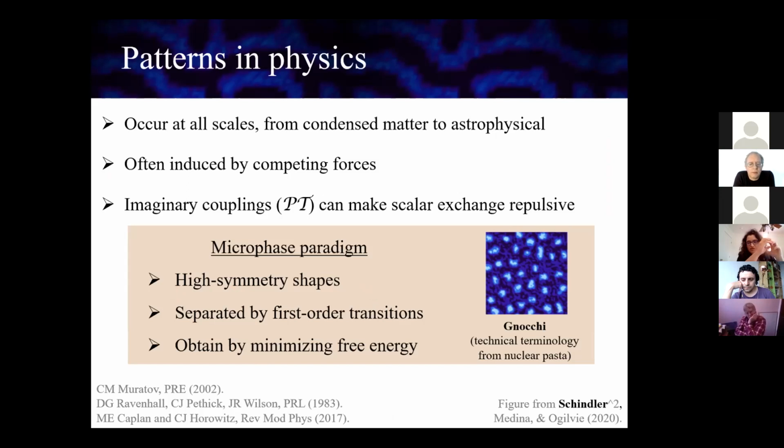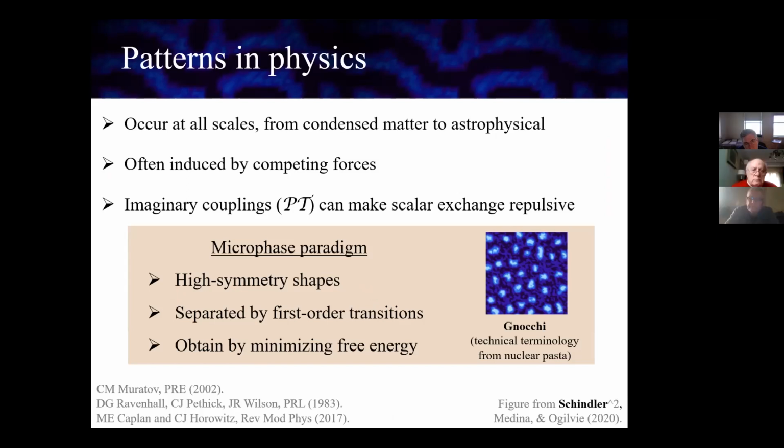So you might have dots in one region, and then they transition over sharply to a striped phase. You can solve for which ones are which by minimizing the free energy of the system. But this is actually not what we're going to find in our models, and we're going to end up developing a new paradigm for pattern formation.